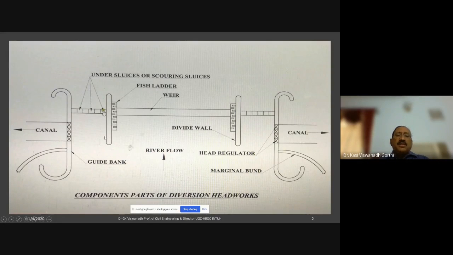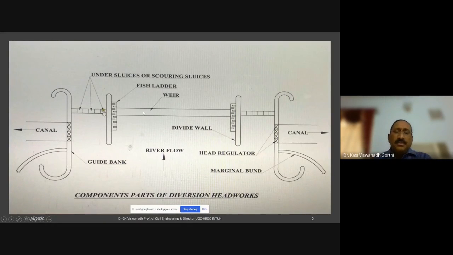To the maximum extent possible, we try to see that when the water is allowed into the canal, it should be free from sediment and silt. So certain measures are to be taken in this diversion structure itself to see that almost clear water, since fully clear water is not possible, enters the canal. So what extra devices are to be provided, we will see here.